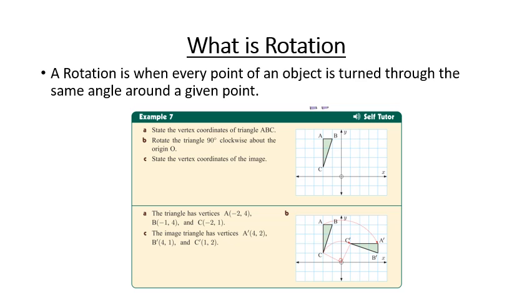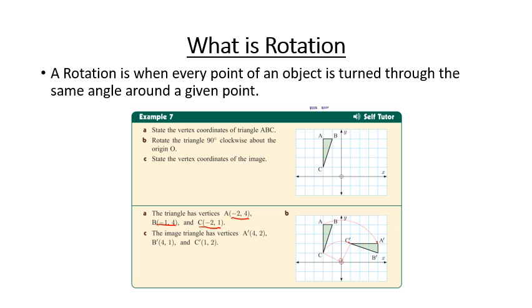Here's an example of something that you might find in a middle school mathematics class. And it says, state the vertex coordinates of the triangle ABC. So essentially what you're doing is stating the points, the coordinates, at points A, B, and C. And we can see that that's been done here, here, and here. Then it says, rotate the triangle 90 degrees clockwise about the origin.